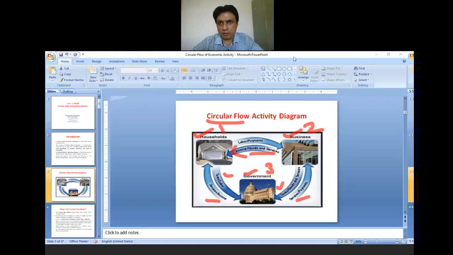So all of you understand this diagram? Just write in the chat box. Okay. So moving to the next slide.